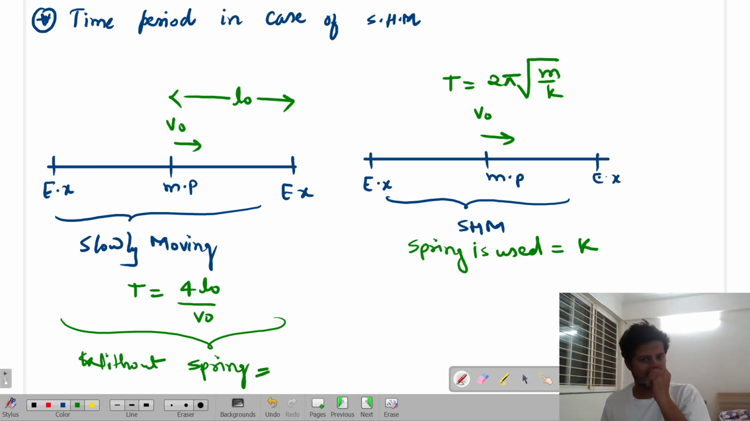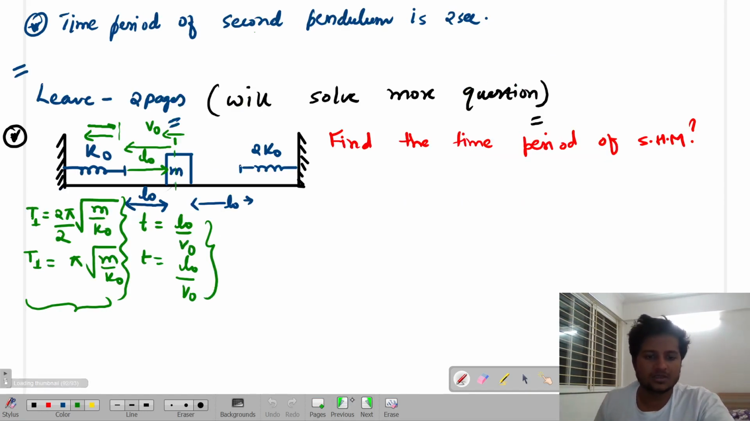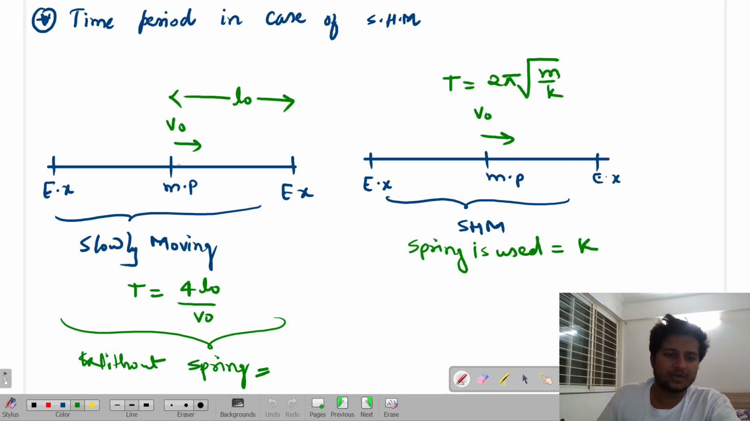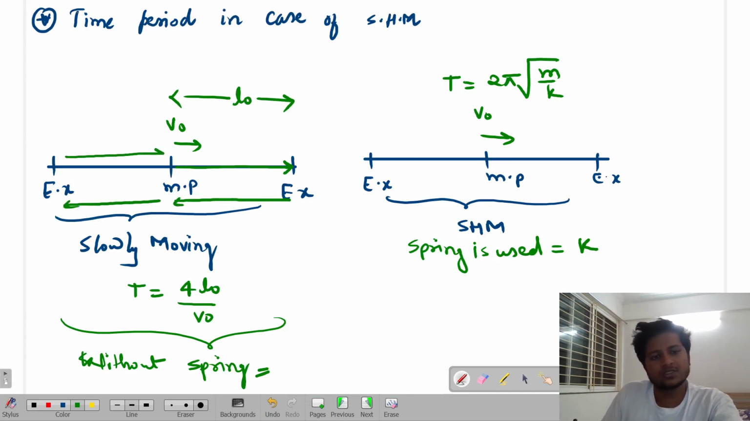Is that clear? So try to understand the time period. What we are defining: time period going from mean point to extreme point, returning from extreme point to mean point, going once again from mean point to extreme point, and then returning back. So the total time period in this case is 4 L naught by V naught, but here it is how much? 2 pi root under m by k.